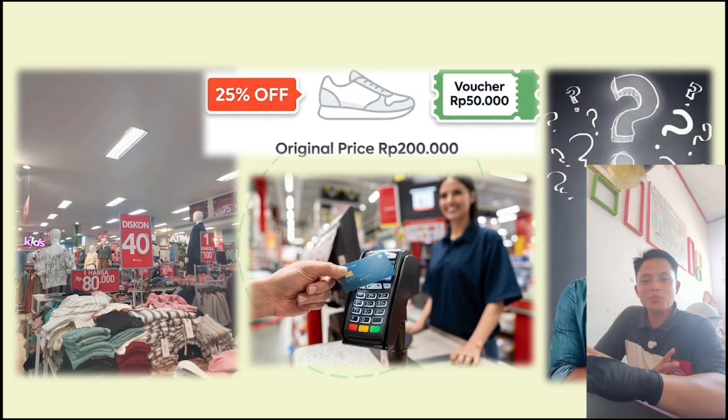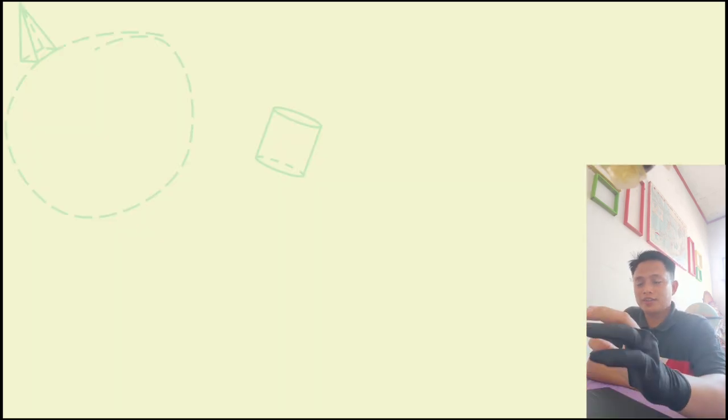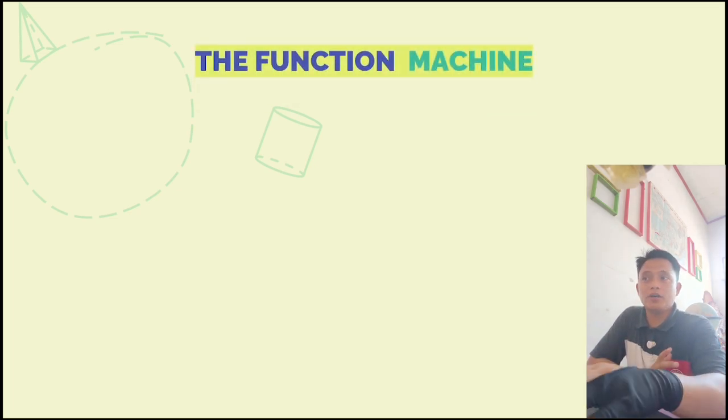This shopping dilemma is what we are going to solve today, and the specific topic related to this problem we call the composite function. So stay with me. But before we talk about that, let's go back a little bit and remember the topic about function. I'm going to explain it to you in a simple way.